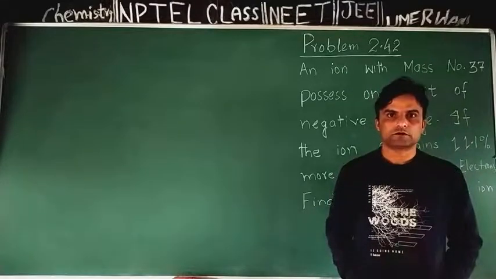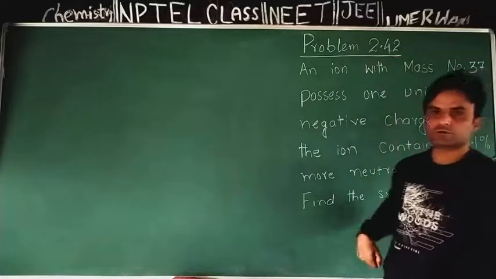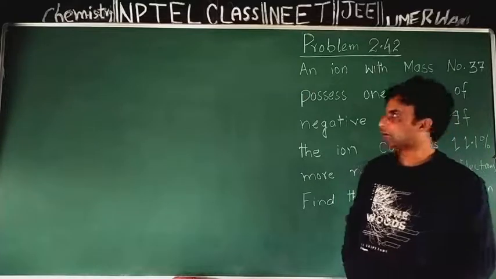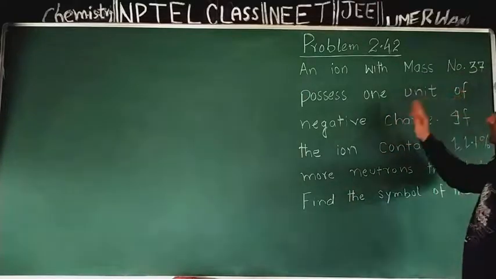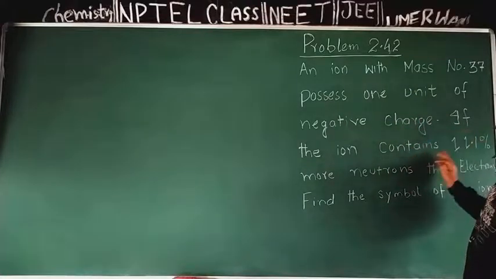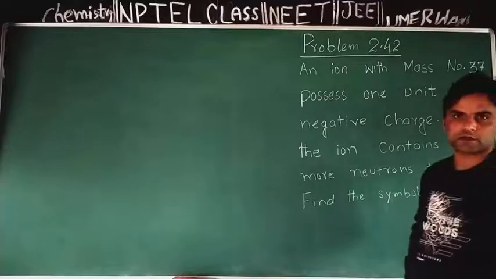Today I am here to solve chemistry class 11th NCERT problem 2.42 from unit 2nd, that is structure of atom. Let me read the problem. An ion with mass number 37 possesses 1 unit of negative charge. If the ion contains 11.1% more neutrons than electrons, find the symbol of ion.